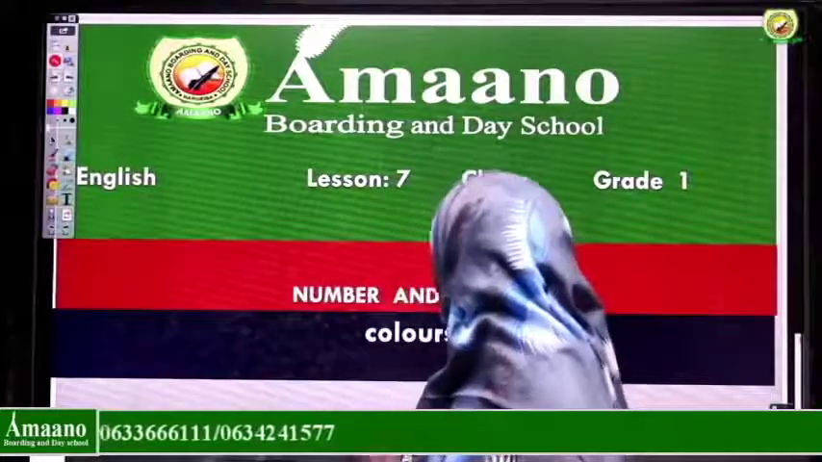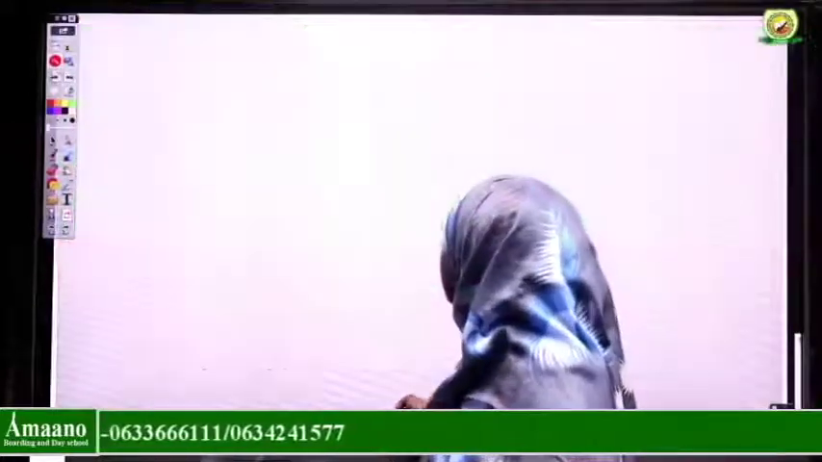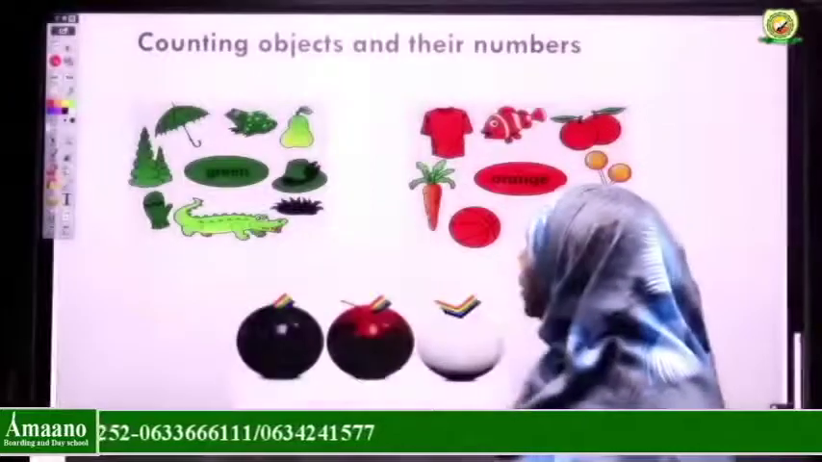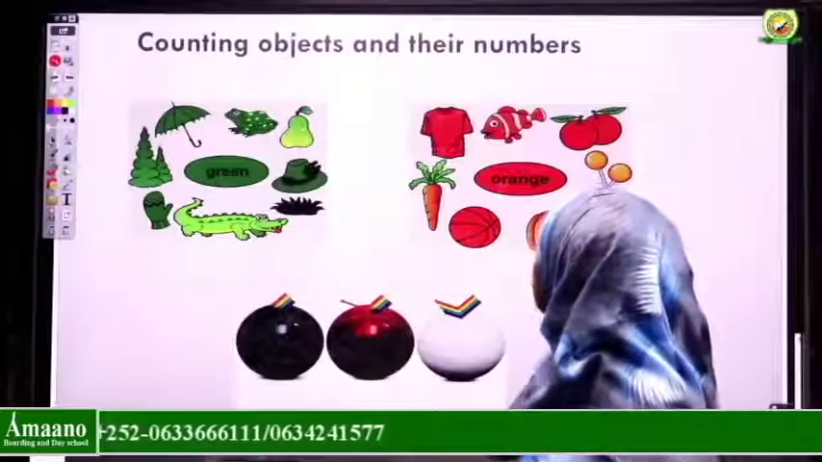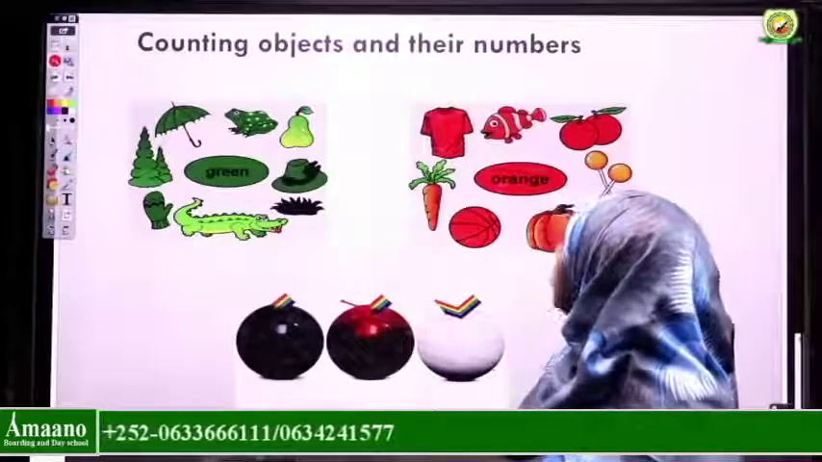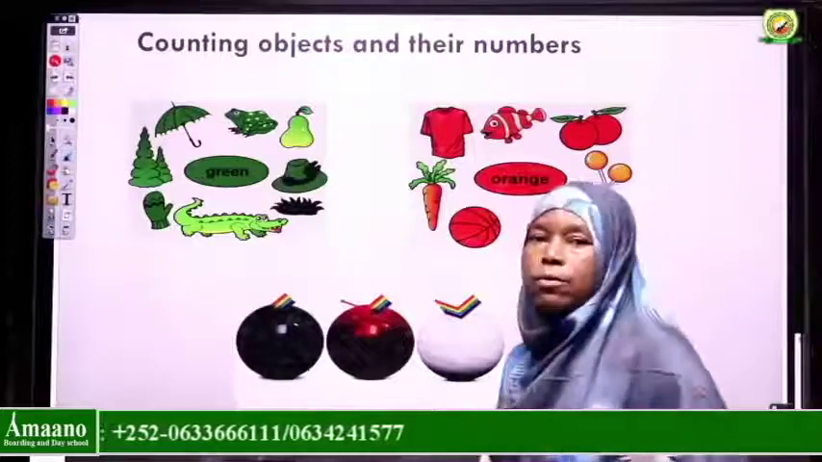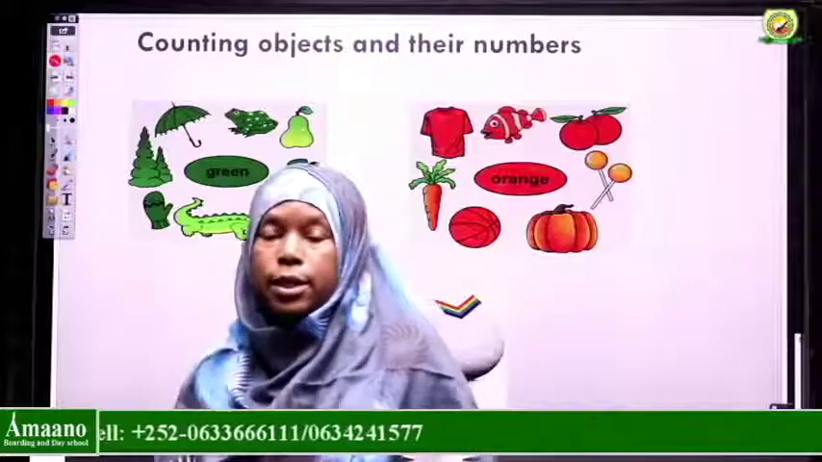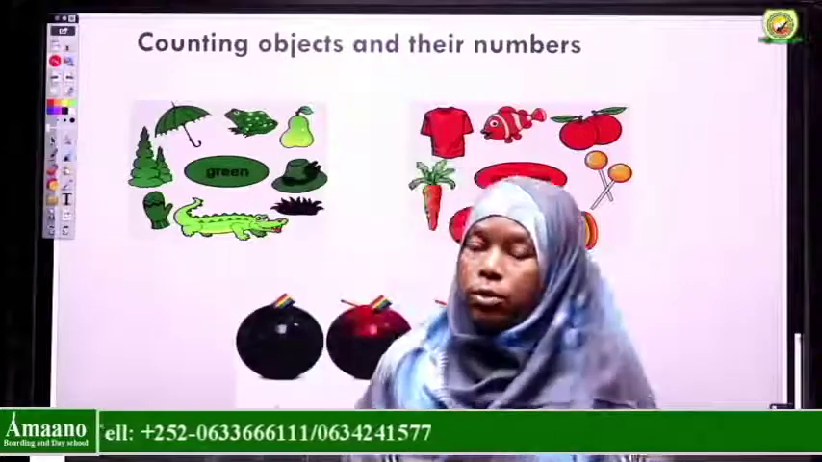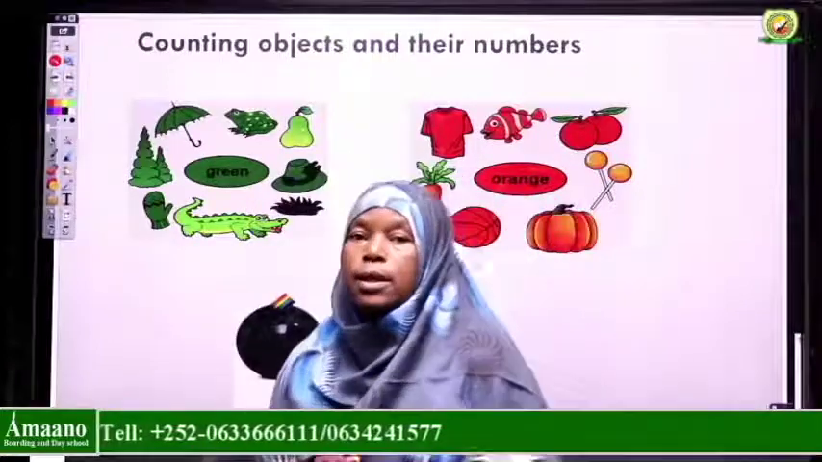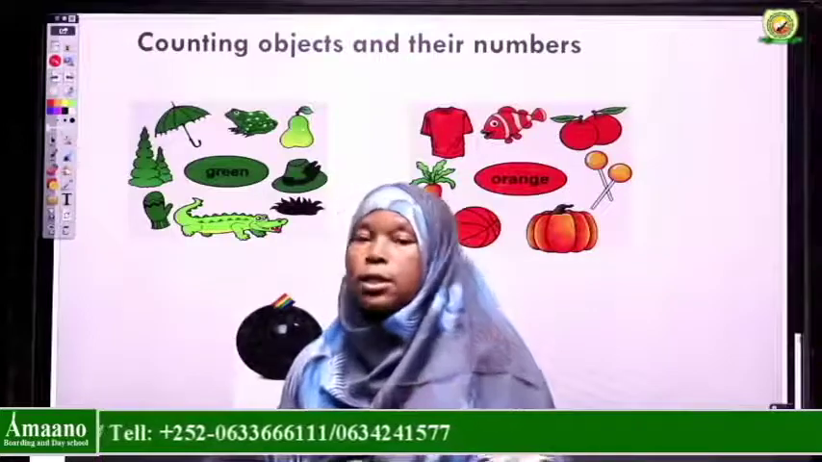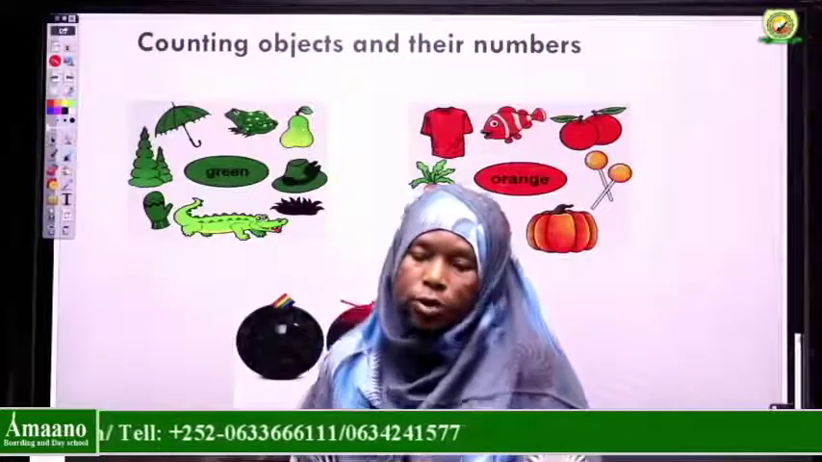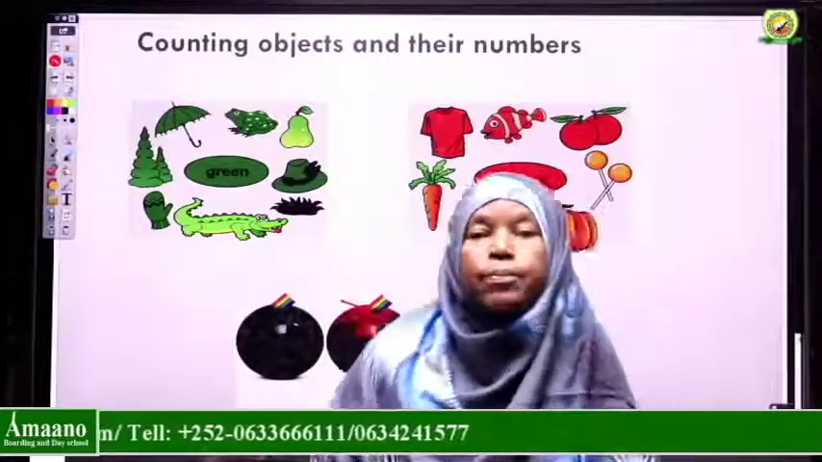Now, to begin our lesson, let us straight away go to what we have as our work today. We have some objects up there, counting objects and their numbers. We have got some objects here that are placed in different colors, and remember, children, today we are looking at counting numbers in their color form.